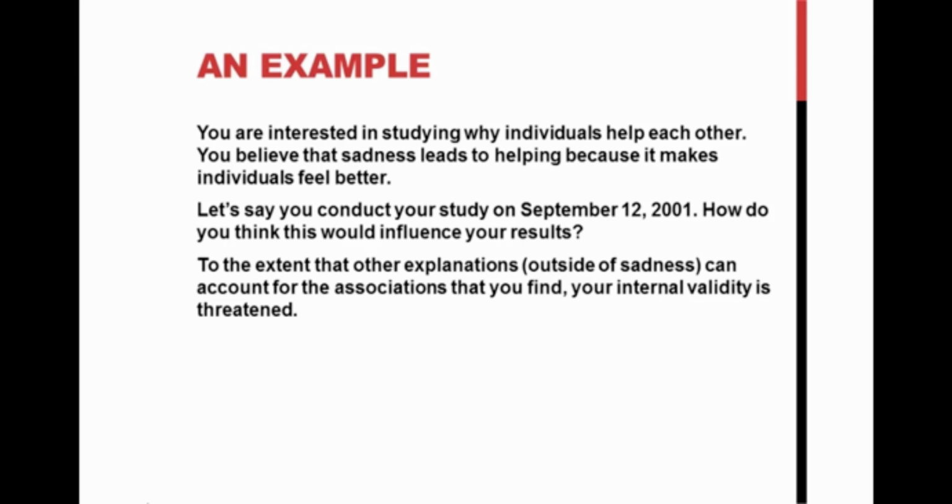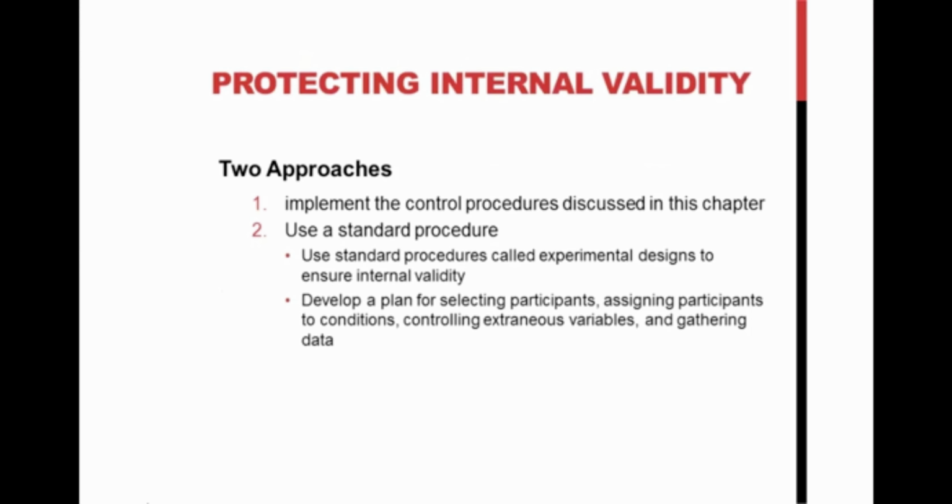Whenever you conduct a study, you have to be careful about confounding variables. Those are variables that can come in and obscure your independent variable and dependent variable relationship. When you have a confounding variable, you have very low internal validity. You need to work on protecting your internal validity.